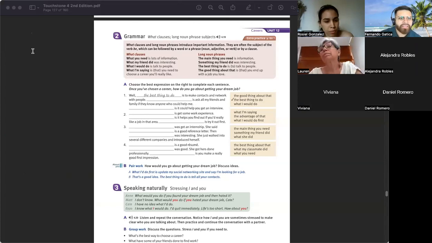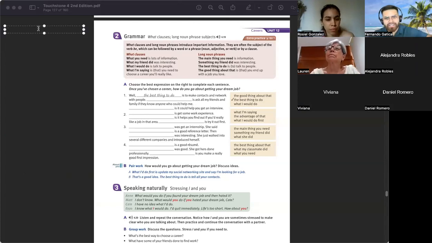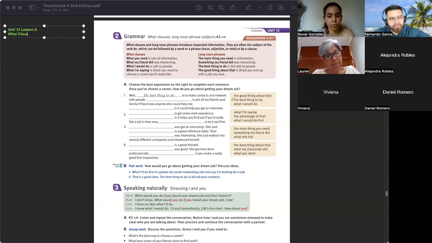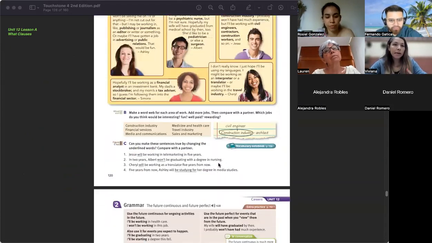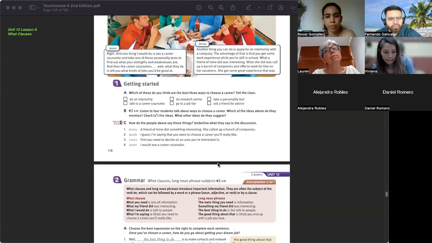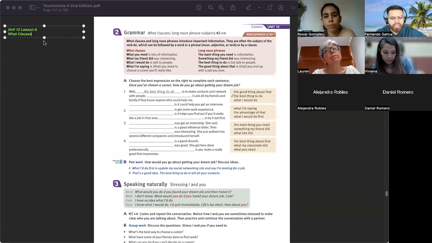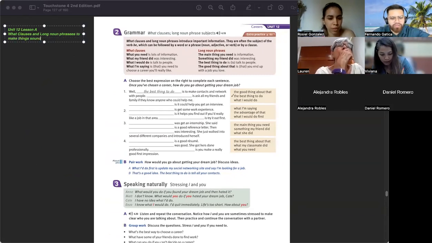This was another extremely easy lesson. Unit 12, Lesson A. What clauses and long noun phrases. Why do we use them? To make things sound more important.